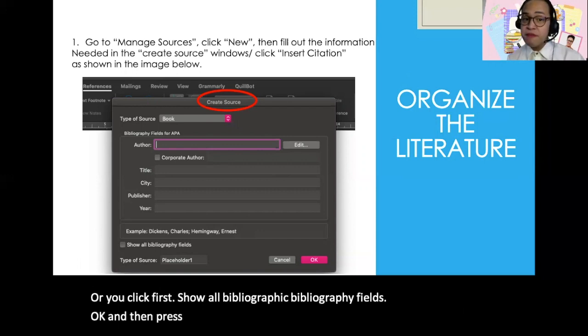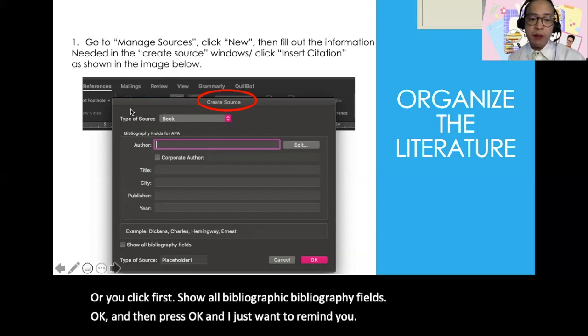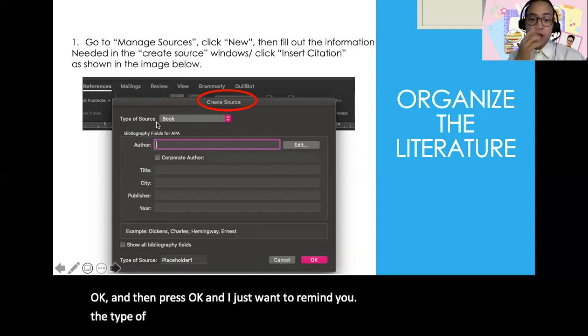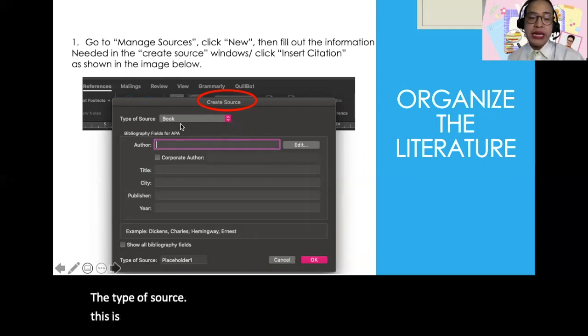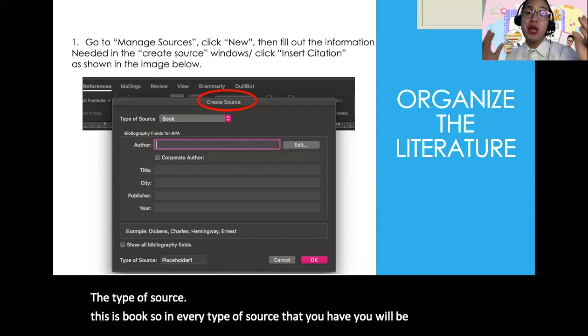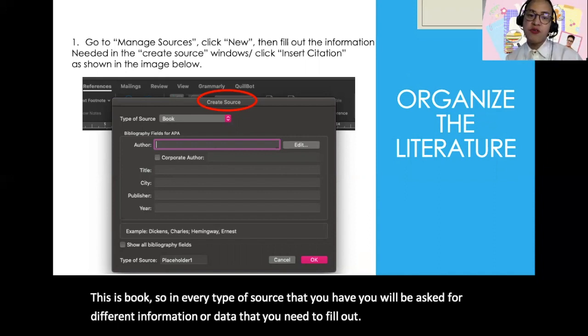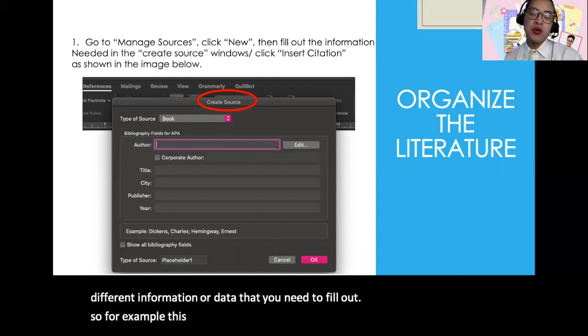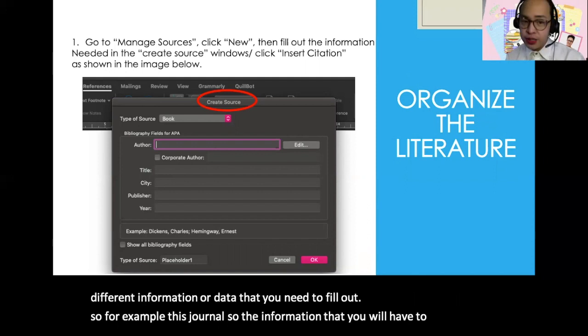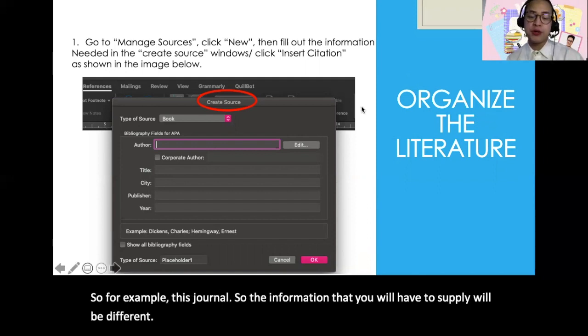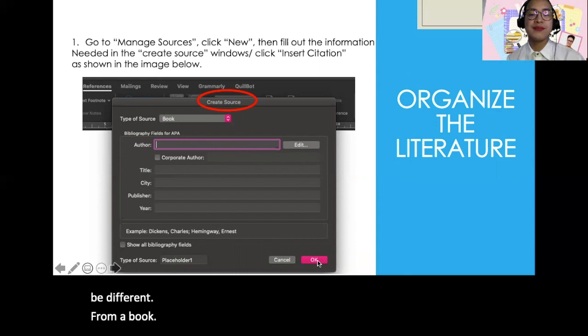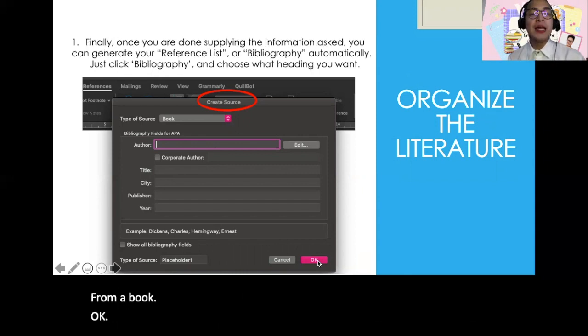And I just want to remind you the type of source. This is book. So in every type of source that you have, you will be asked for different information or data that you need to fill out. So for example, that's journal. The information that you will have to supply will be different from a book.